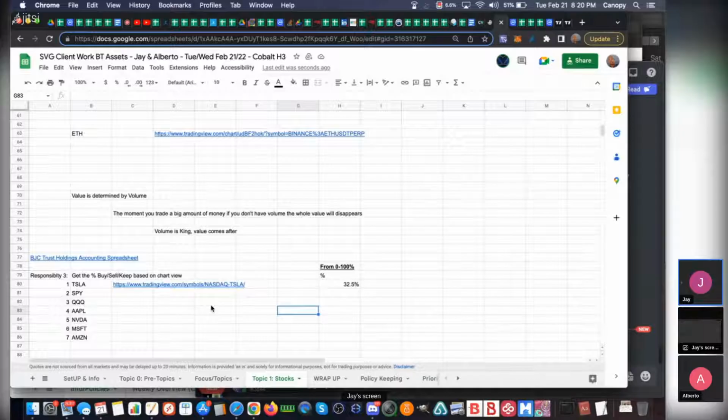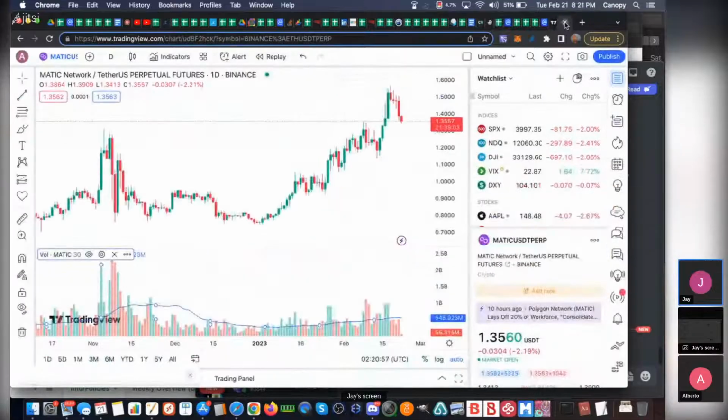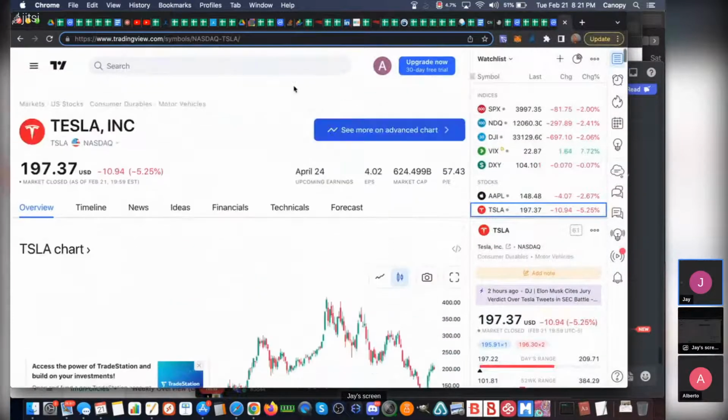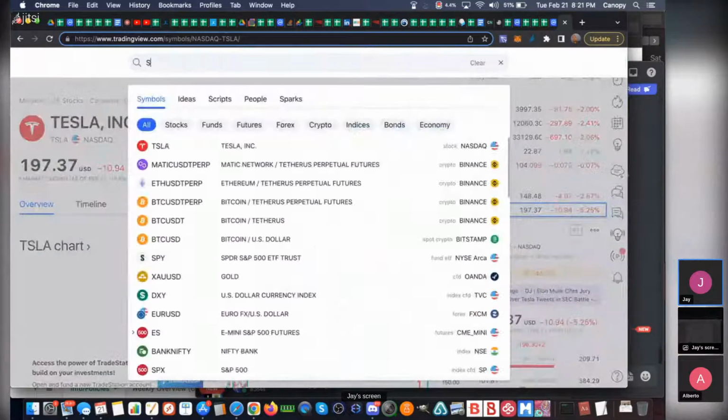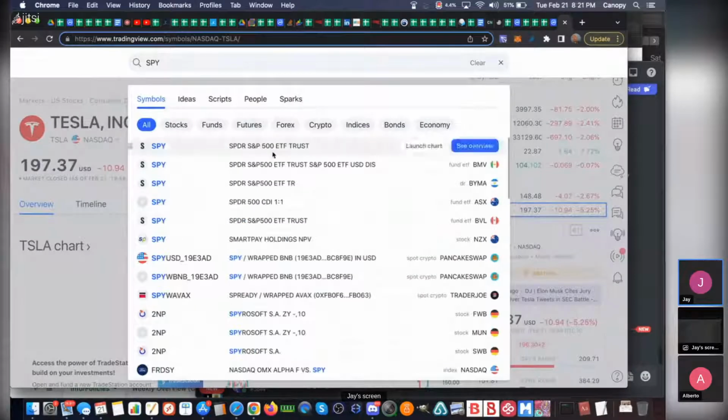So then for SPY, we would get the chart. We just come back here and go to search SPY, and we'll look at the overview.